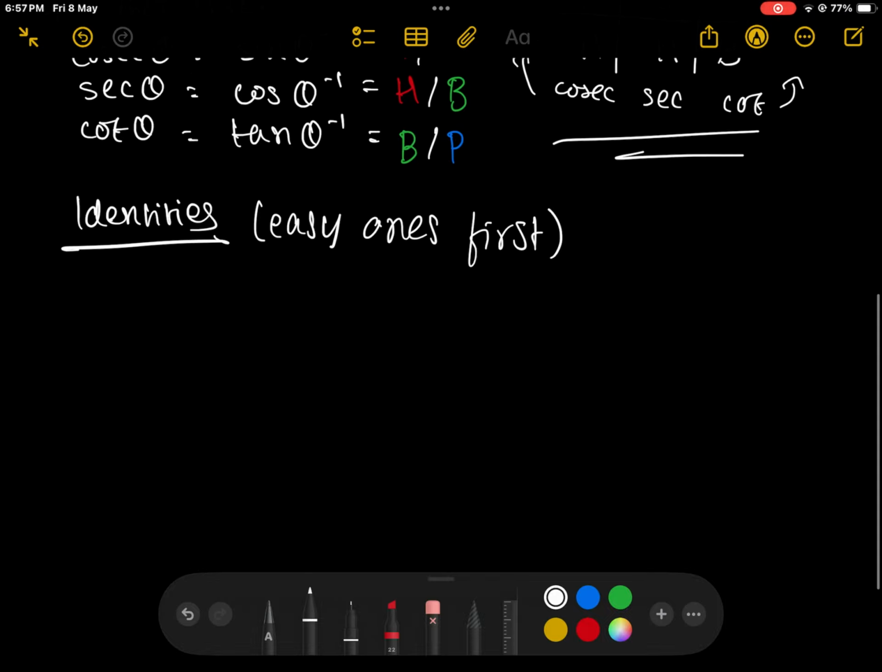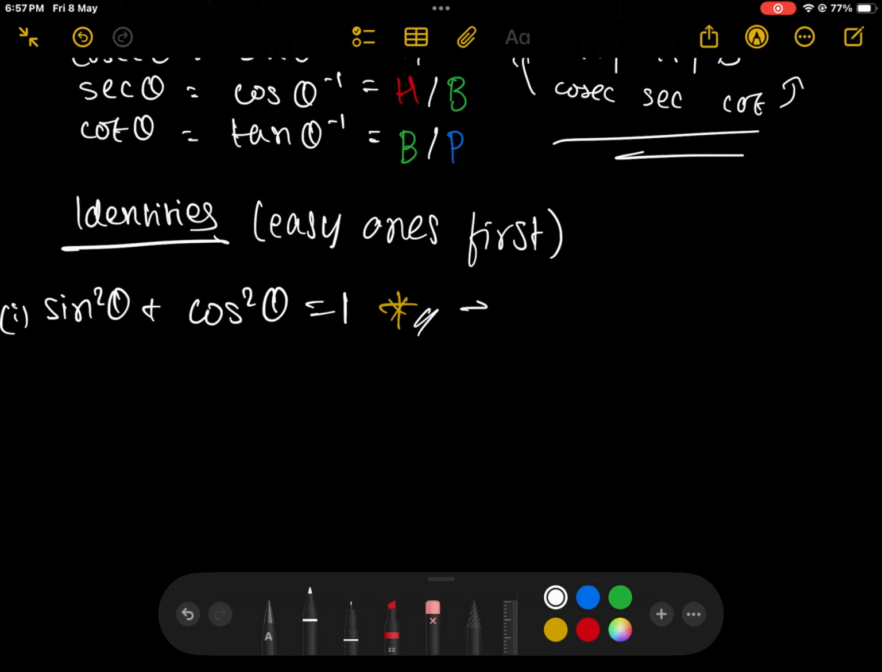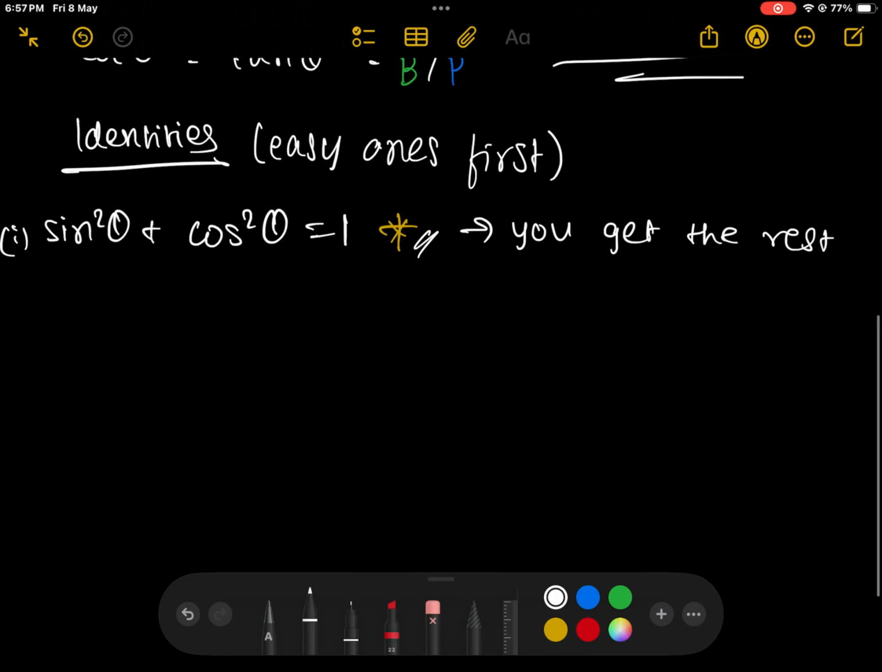So the first three identities that anyone should know stem from this one identity that everyone has to know, which is sine square theta plus cos square theta equals 1. Because from that you can get everything else. And I did include the derivation of sine square theta plus cos square theta equals 1, not in the lame way, in the better way.